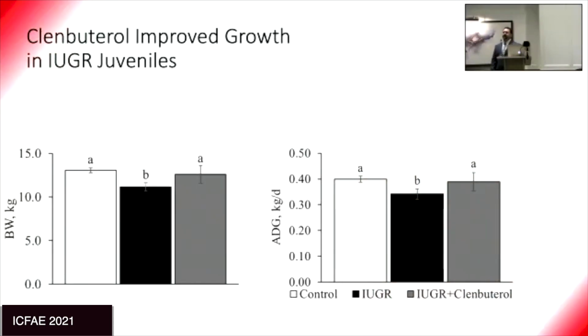We saw a lot of the same stuff in growth. Even at this later stage, the IUGR-born juveniles were still smaller, and you see that in their birth weight there. But as you would expect, the clenbuterol recovered that. We know that because beta agonists are used to improve growth in animals all the time, right? So no surprise there, and of course that's reflected in their average daily gain as well.